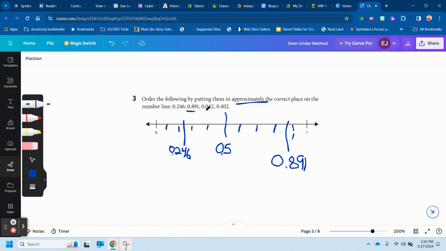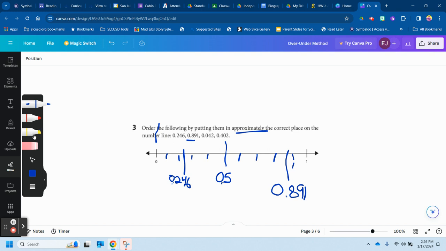So 0.042, that's 0/10. Here's 1/10. So it's less than 1/10. It's going to be a little less than halfway here. So it's going to be right here. This would be half, a little to the left of half. So this is going to be way over here. And I'm getting messy here.